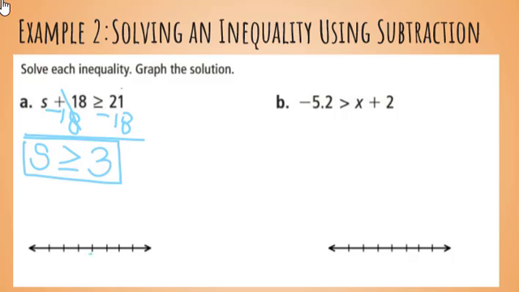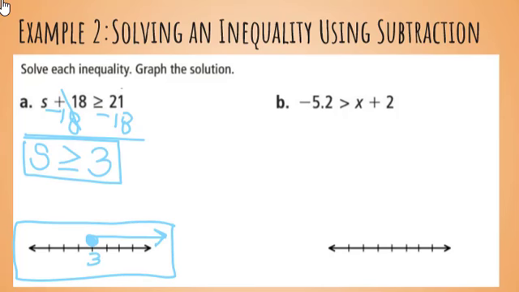Then we're going to come down here and graph. I have my 3 labeled. My inequality has the equal to, so my point here is going to be solid. My inequality symbol is pointing to the right, so I'm going to shade this to the right. So here is my second answer, which is my graph.